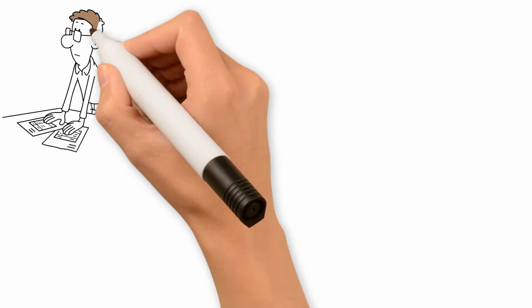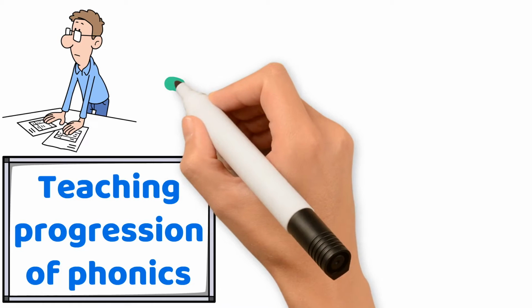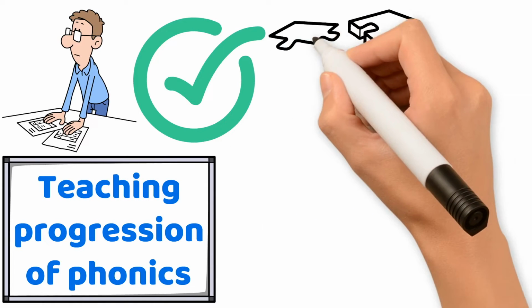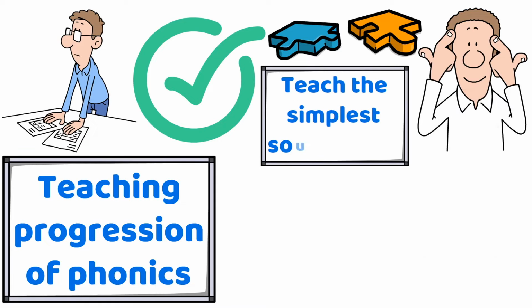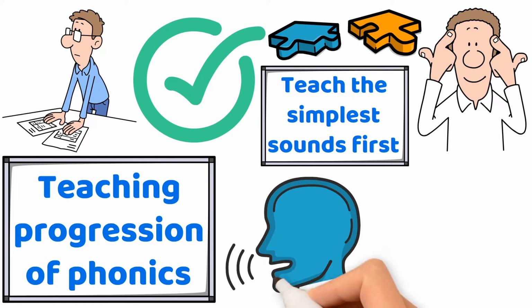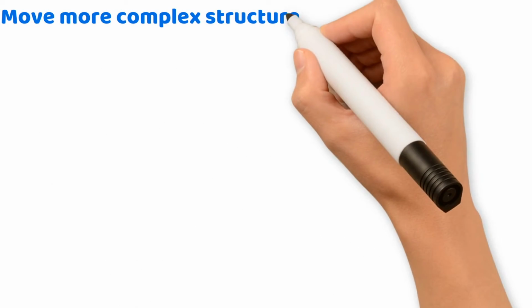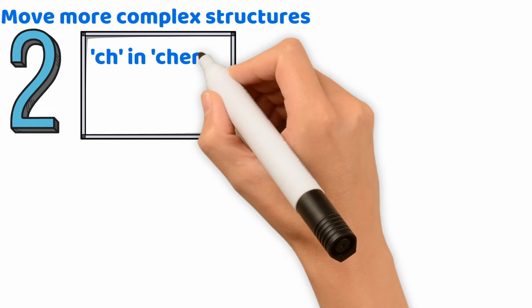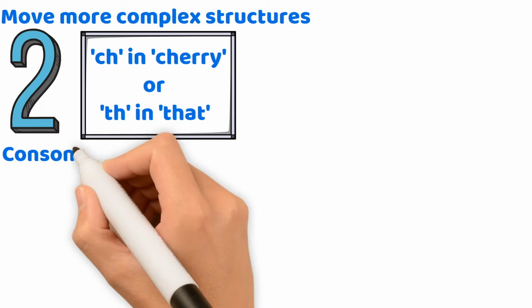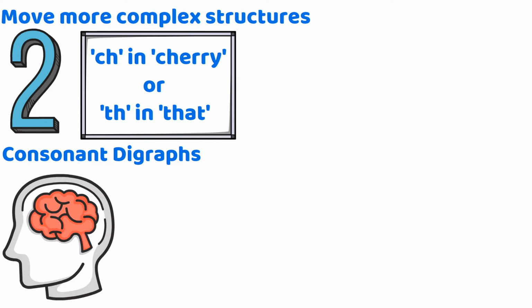On your exam, expect to receive a question about the teaching progression of phonics. When you spot this question, be on the lookout for an answer solution that demonstrates the understanding that we teach the simplest sounds first. These are your consonant sounds like the soft F in fish or the buzzing Z in zoo. From simple sounds, we then move to more complex structures, such as when two letters come together to create a new sound like "ch" in cherry or "th" in that. These are called consonant digraphs, a fancy term, but a simple concept crucial for your exams.